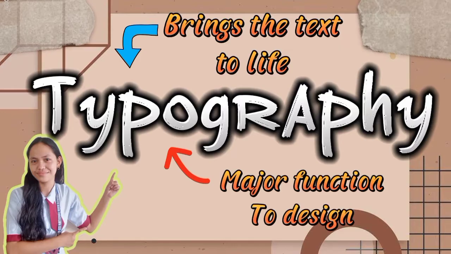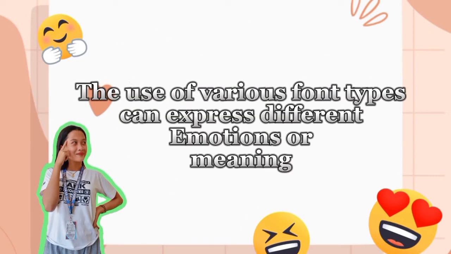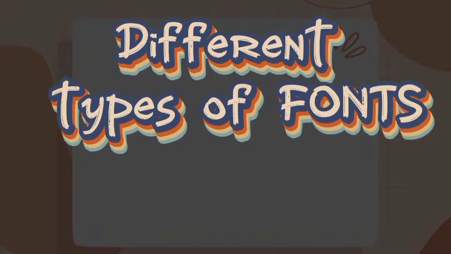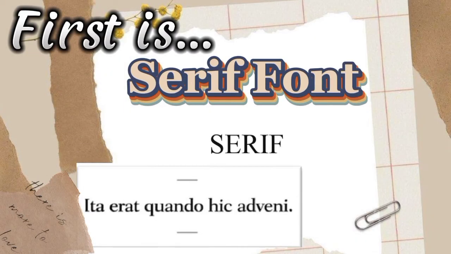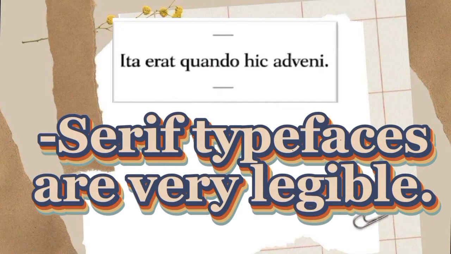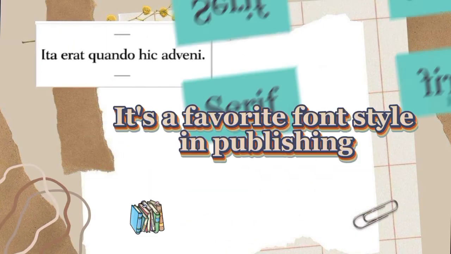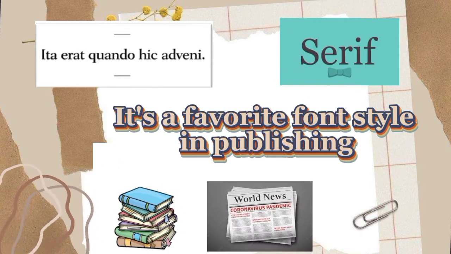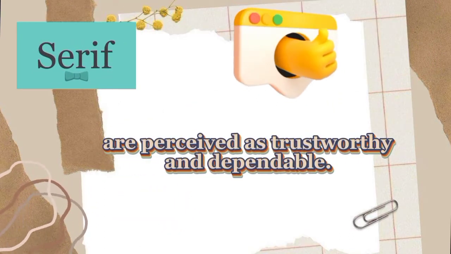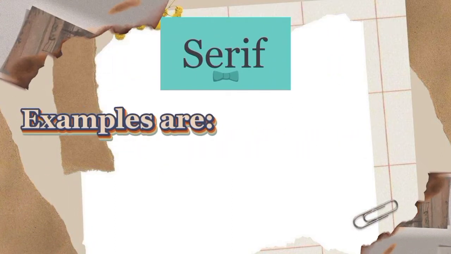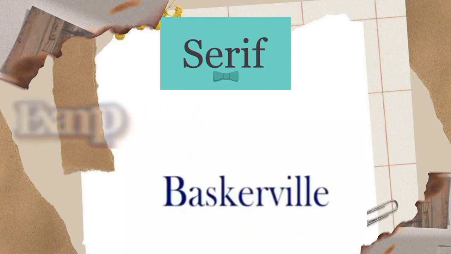Typography is a major function to design. The use of various font types can express different emotion or meaning. Here are the different types of fonts. First is the serif font. Serif typefaces are very legible. It can be used for any purpose. It's a favorite font style in publishing. Serif fonts are perceived as trustworthy and dependable. Examples are Times New Roman, Garamond, and Baskerville.